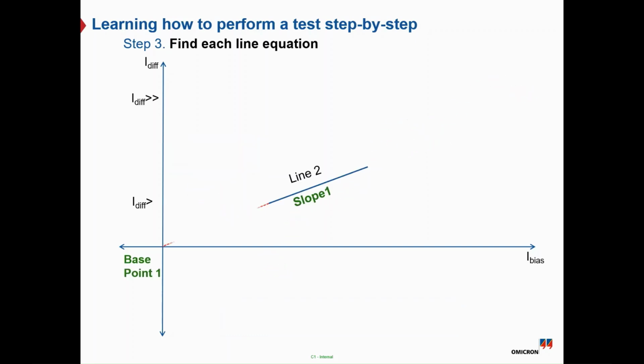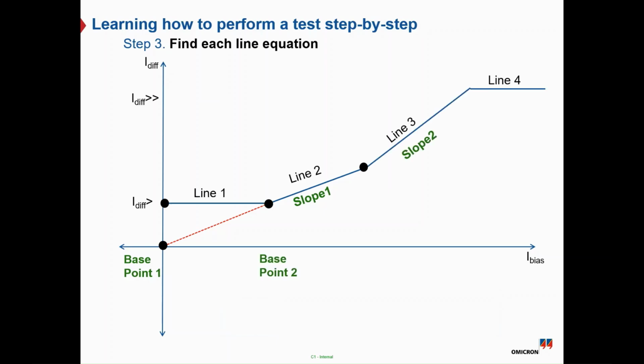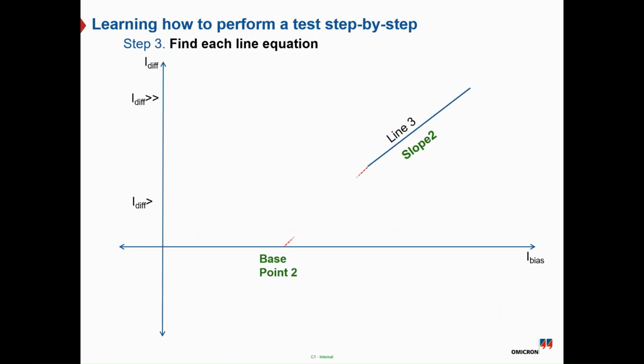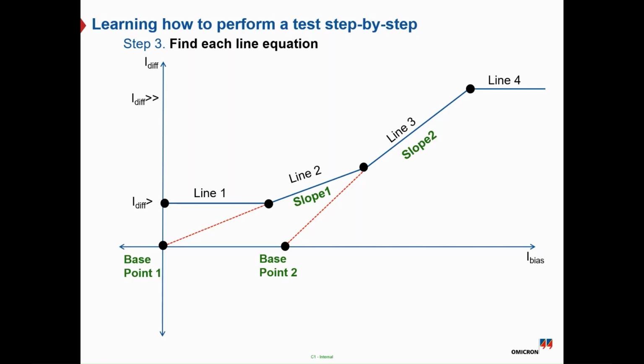The line 2 equation can be represented in that way: IDIF equal to slope 1 multiplied by, between two brackets, I bias minus the base point 1. Since the base point 1 is the origin and it's equal to 0, the IDIF equals slope 1 multiplied by the I bias. Speaking about the line 3 equation, which starts from the base point 2, we can represent IDIF equal to slope 2 multiplied by I bias minus the base point 2.